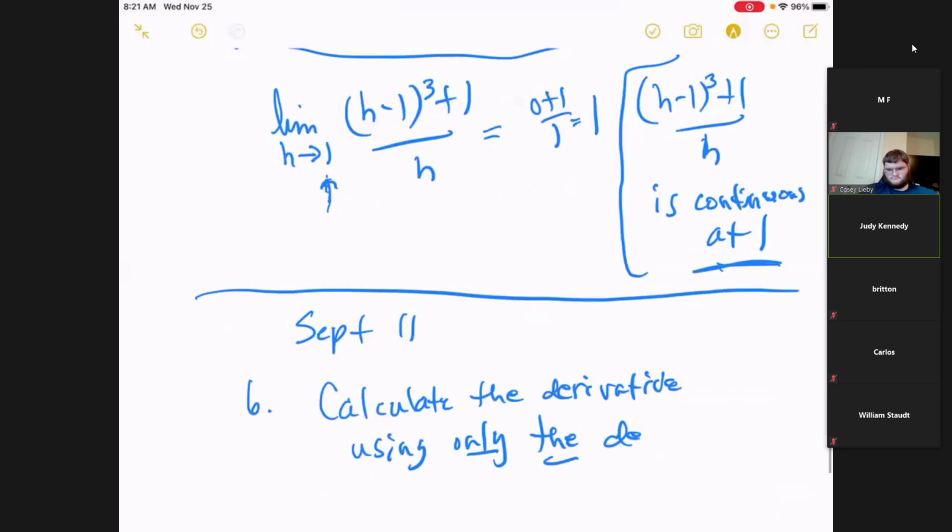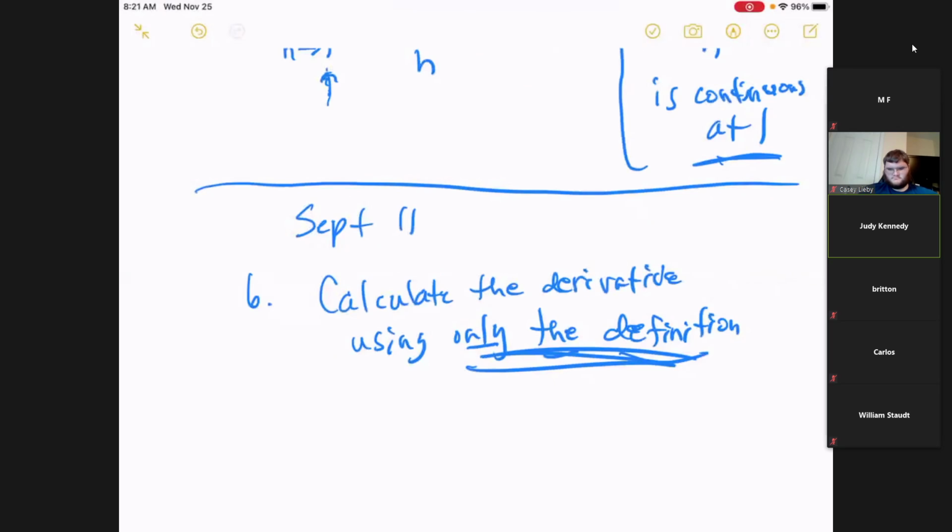When I say use only the definition, if you use one of the differentiation rules to do it, it's not that you got the derivative. The answer was incorrect. I asked you to do it this way, and I won't give you any credit.